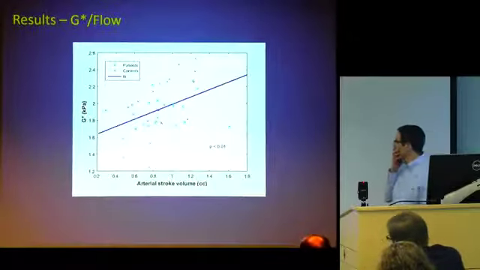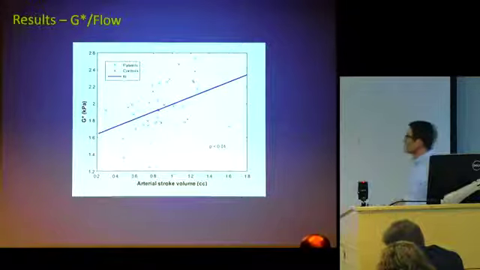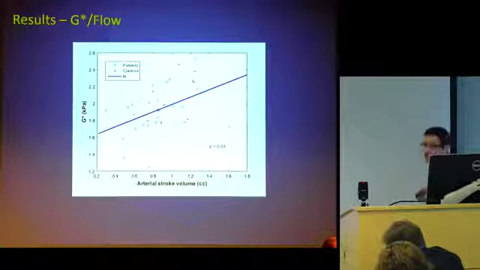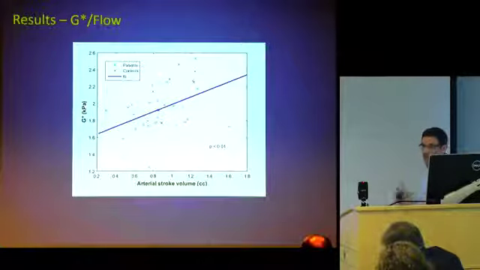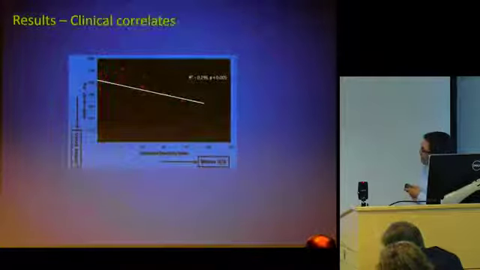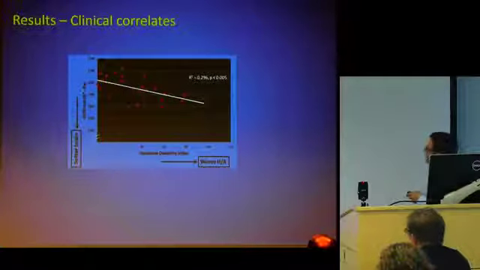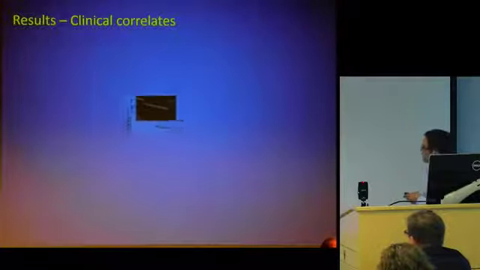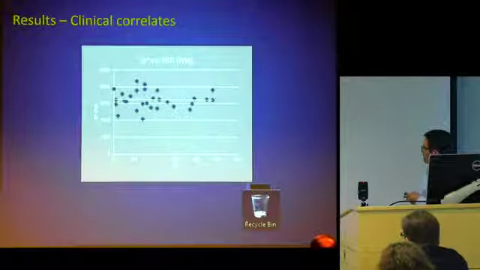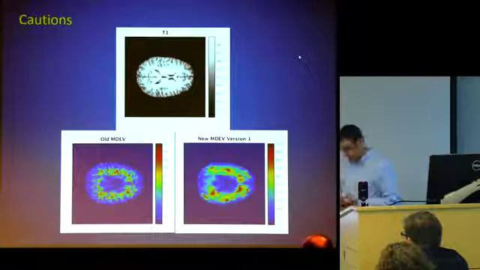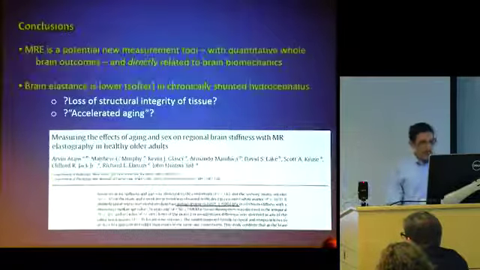Trying to look at some correlations. Again, this is not a great correlation, but there was a correlation between stiffness increasing, toward the normal, with increasing arterial stroke volume. So maybe there is some relationship there. It would be nice to see some clinical correlations. This was in the abstract. Unfortunately, with more patients in the study, that went away. But that is what it is. I'm going to skip this.